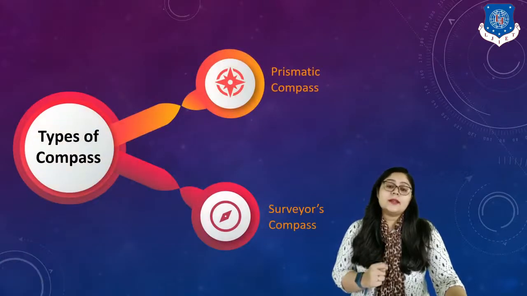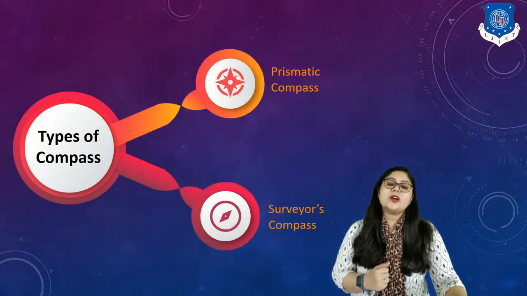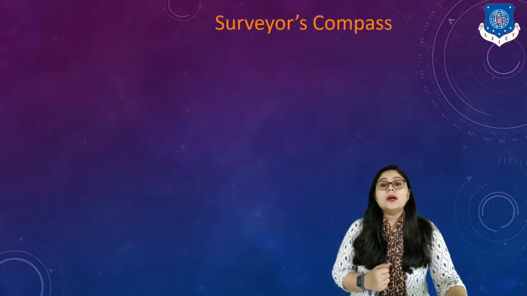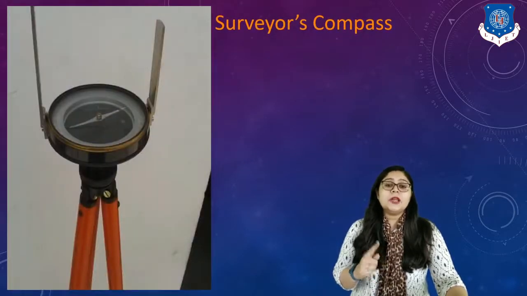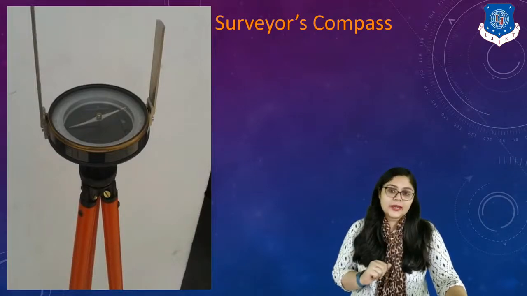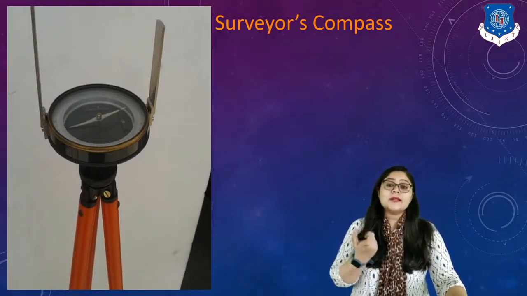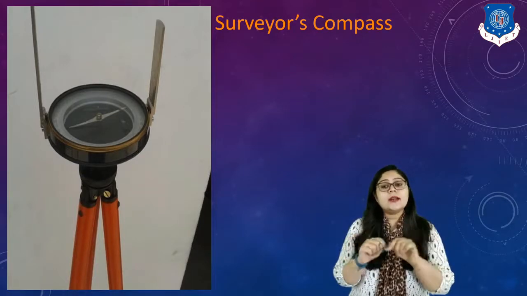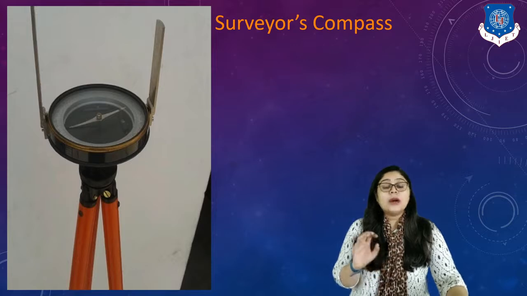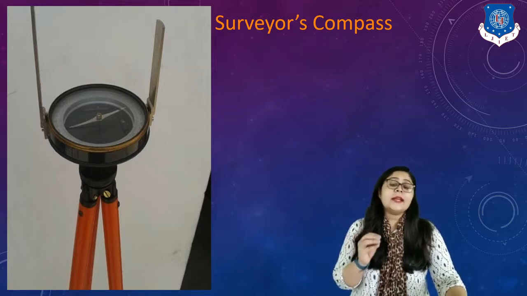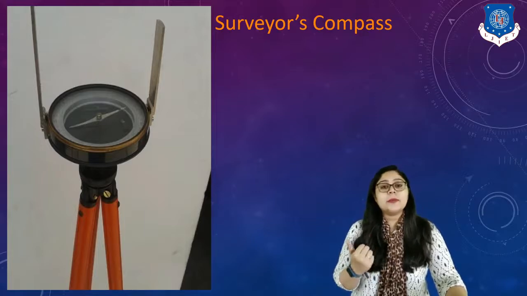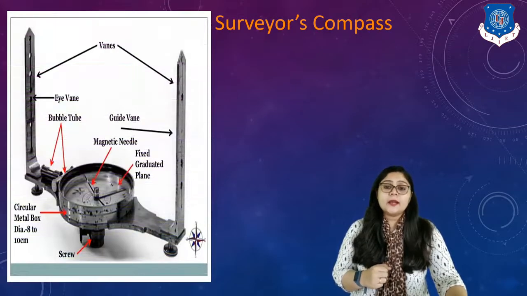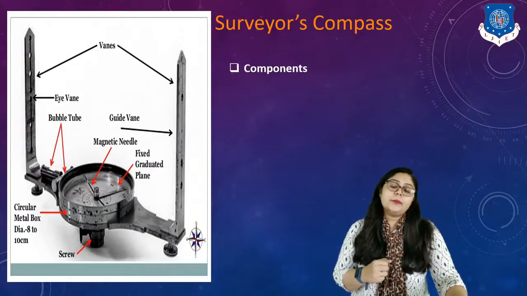Now let's discuss the second type of compass, which is the surveyor's compass. The surveyor's compass is something which looks like this. Here you can see a prism is not used, right? Again, two vertical slits are there and a needle is there, right? And a graduated circle is also there. So how the construction and the reading taking process is different in the surveyor's compass than the prismatic compass, right? For that, let's understand first its components.